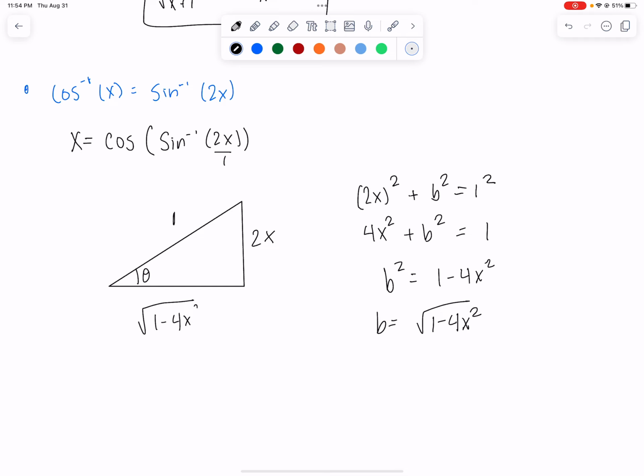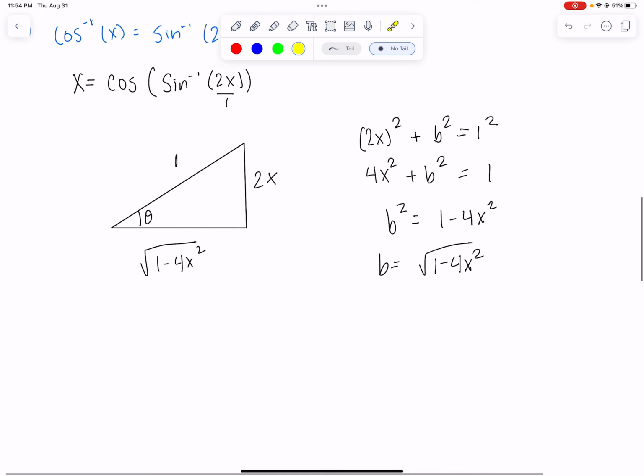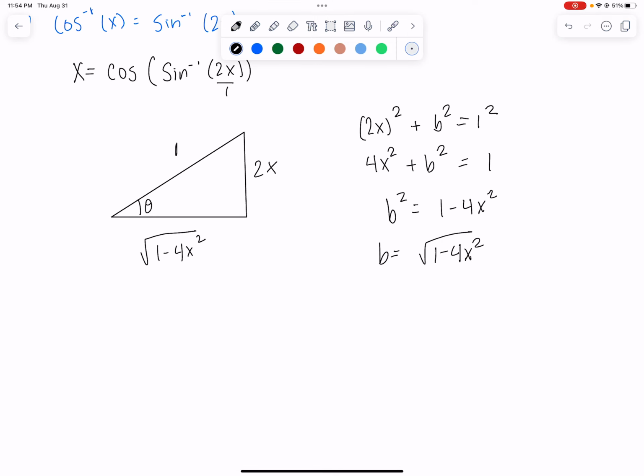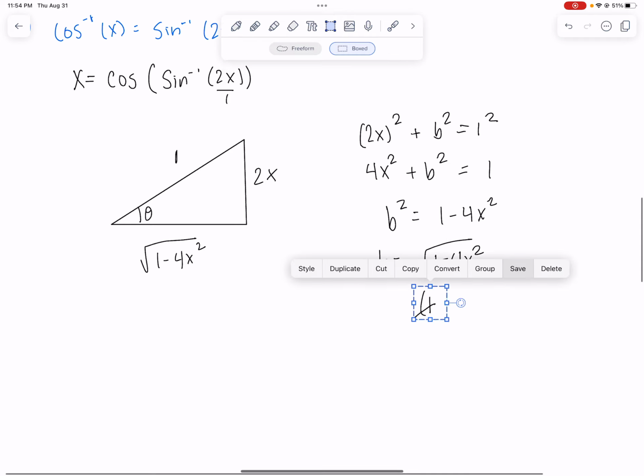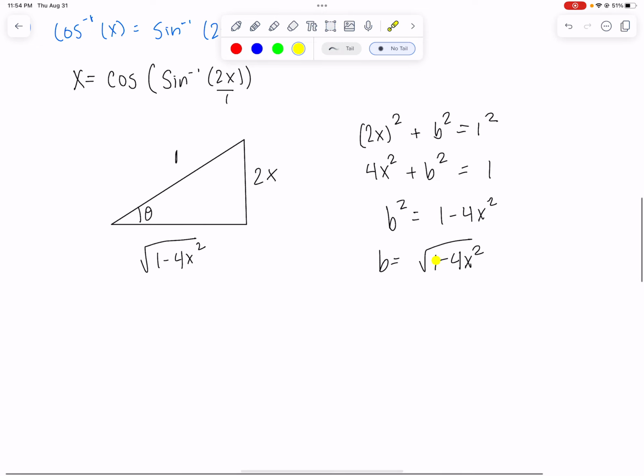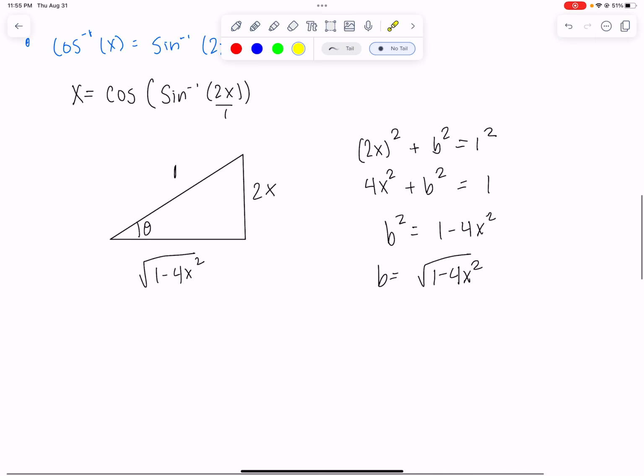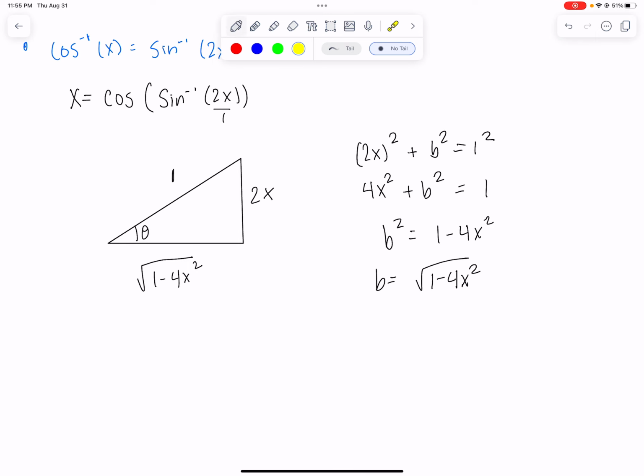Notice how this thing right here is not 1 minus 2x. You can't just say that, oh, I can cancel this and cancel this, or take the square root of this and square root of this to get 1 minus 2x. Because a lot of you guys did that for some reason. Don't know why, though.